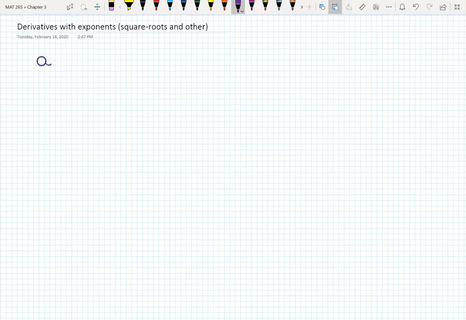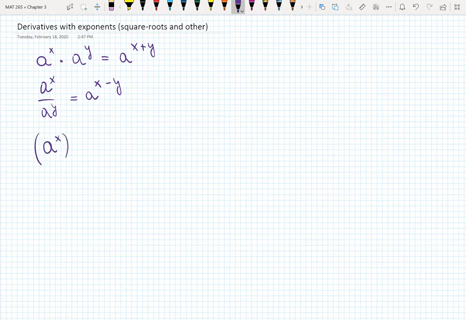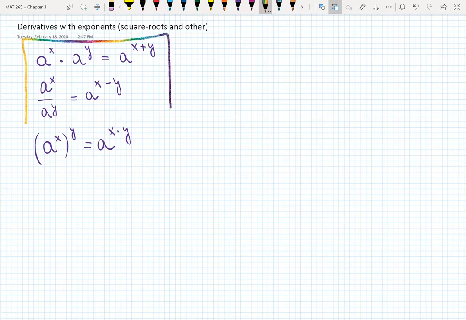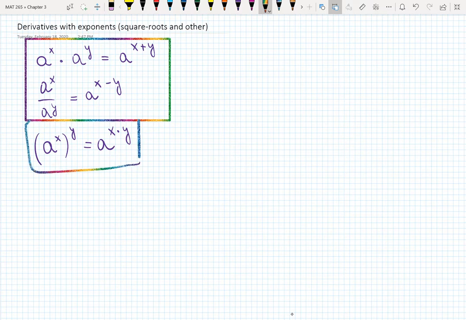Remember that a to the x times a to the y is a to the x plus y. A to the x over a to the y is a to the x minus y, and a to the x to the y will be a to the x times y. Let me put this in the boxes, these two together, and this two, and this one.